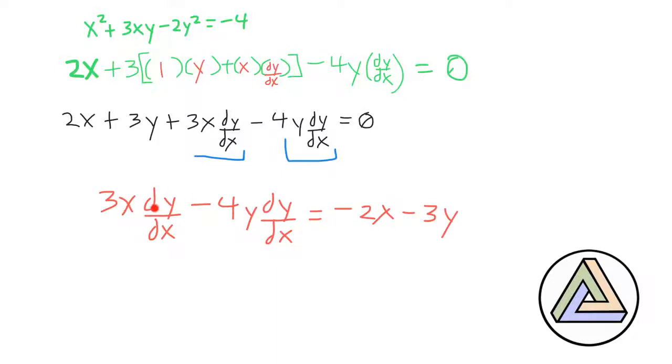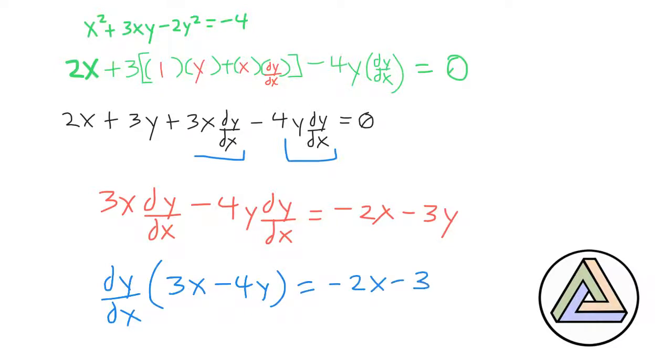Then the reason for isolating these two terms is the fact that now we can factor out the dy over dx. So we have dy over dx factored out, and we have 3x minus 4y inside the parentheses. We still have this negative 2x minus 3y over here.